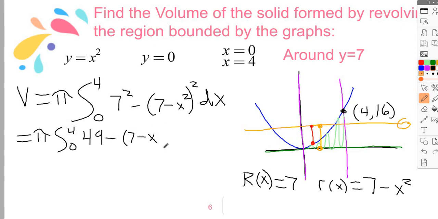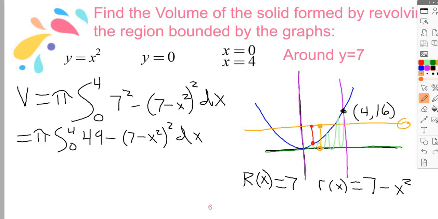So how would we evaluate that? We distribute it. Well, it's not distributing, you would have to multiply it out. Distributing is when I can apply it to each of them. I cannot distribute exponents. I can multiply it out, so you'd have to multiply 7 minus x squared times 7 minus x squared. Why can't I do a u sub?